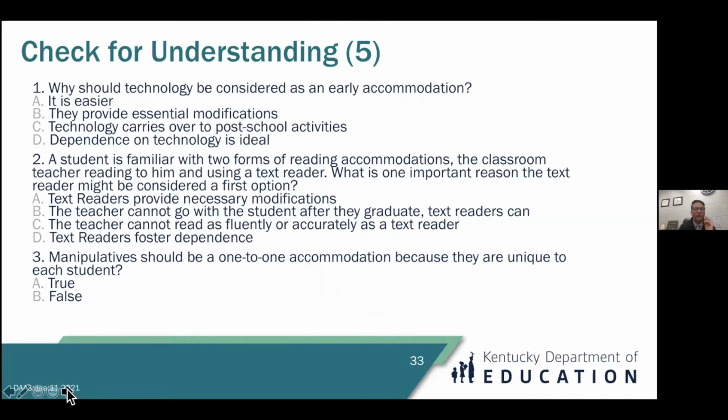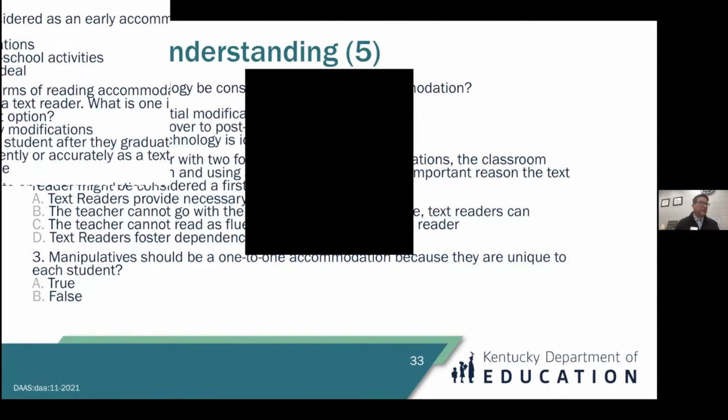Okay, let's do a little check for understanding here. So just follow along with me. The first question says, why should technology be considered as an early accommodation? A, it's easier. B, they provide essential modifications. C, technology carries over to post-school activities. Or D, dependence on technology is ideal. The answer is in fact C. Technology helps foster independence and can carry over to post-school activities for the child once they exit the public education system. So very, very important that we understand that.